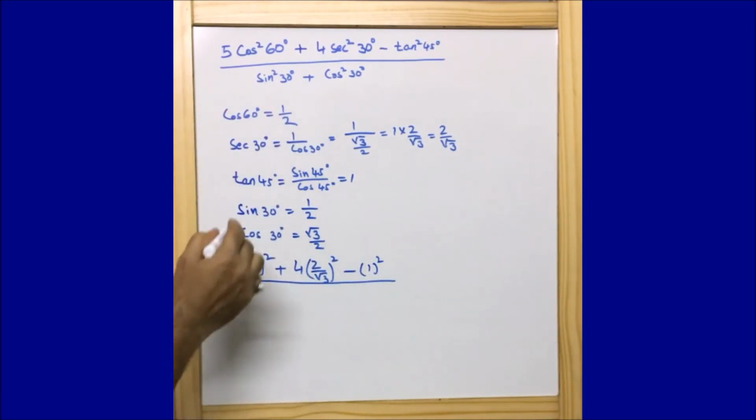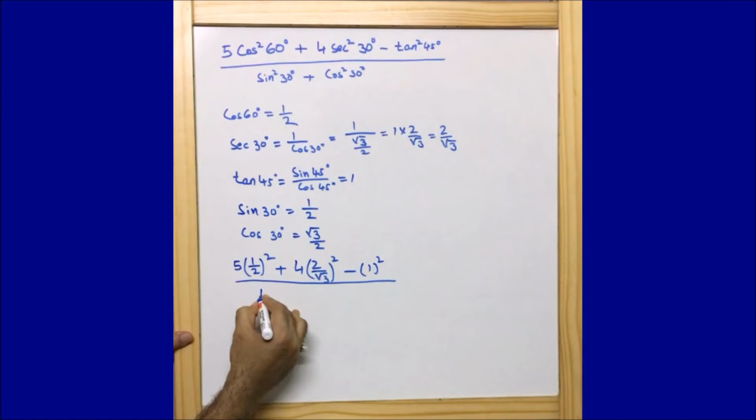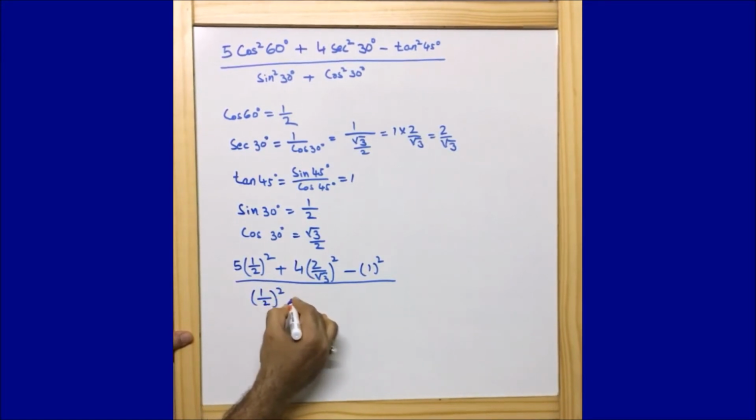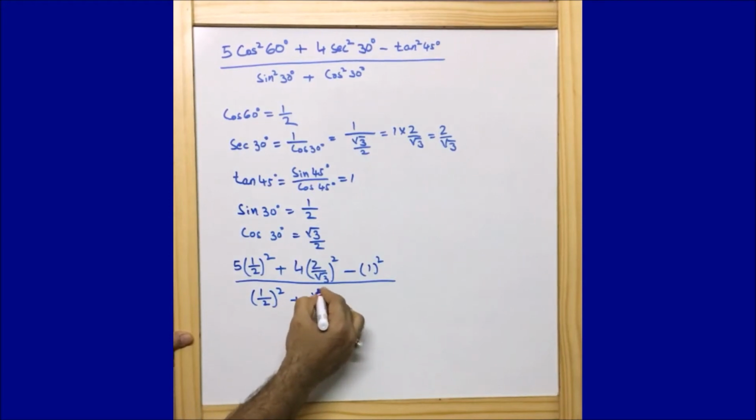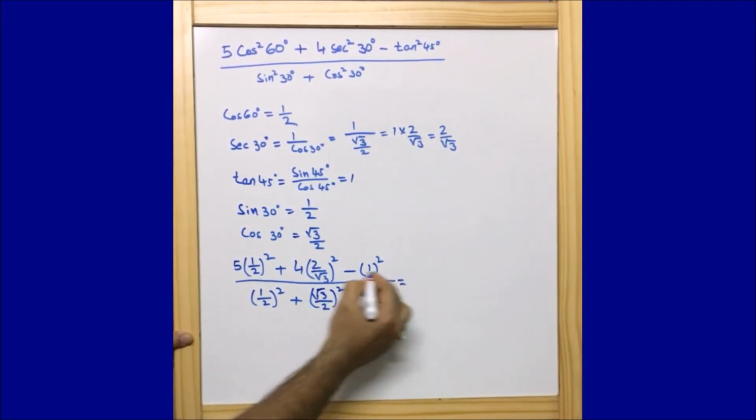Then we have sin square 30 degree. Sin 30 degree is 1 by 2, so I can write 1 by 2 square plus cos square 30 degree. Cos square 30 degree is nothing but root 3 by 2 square. Okay, now let us solve this one.